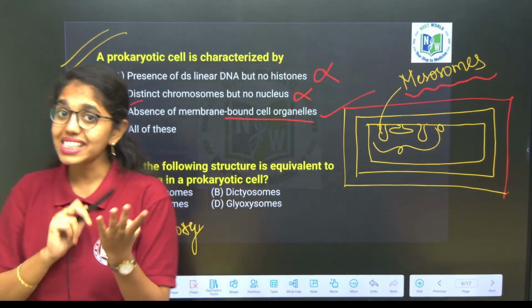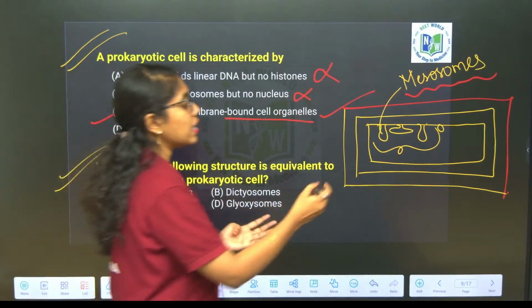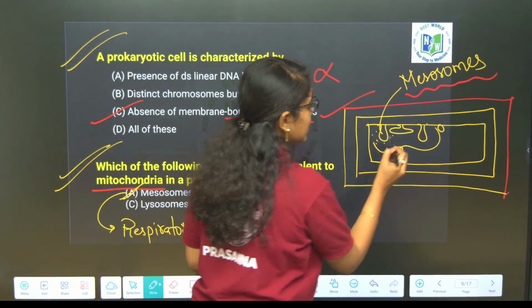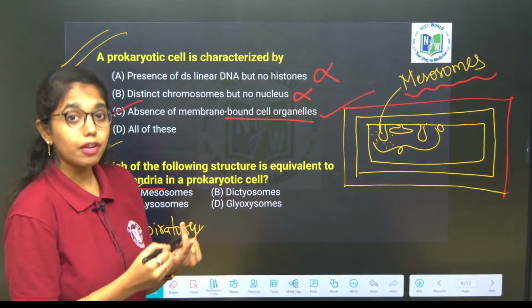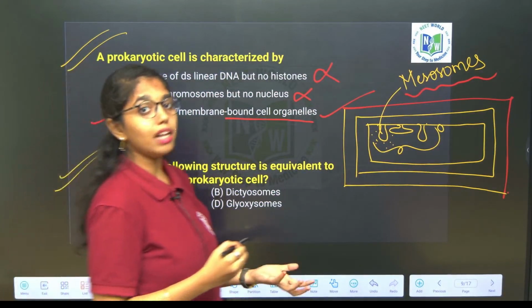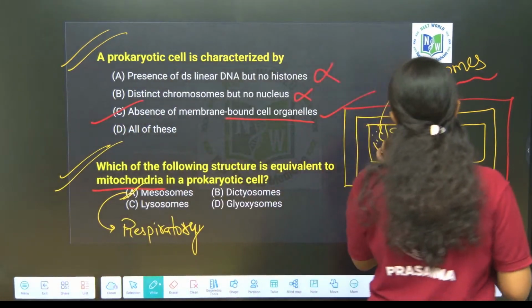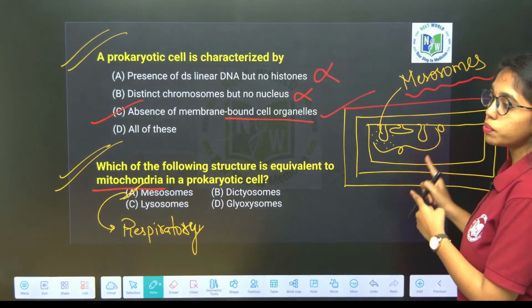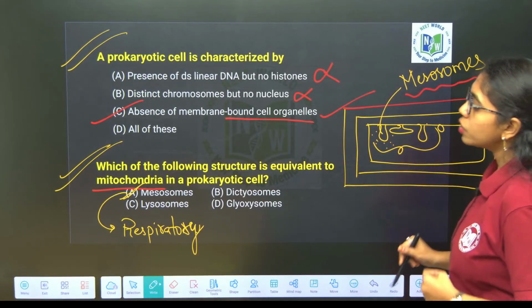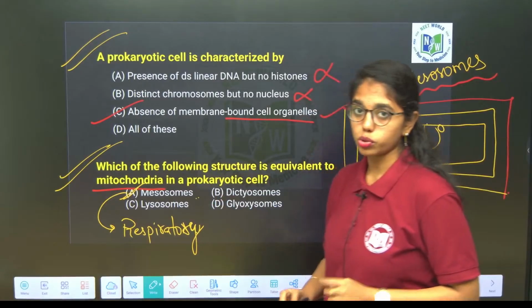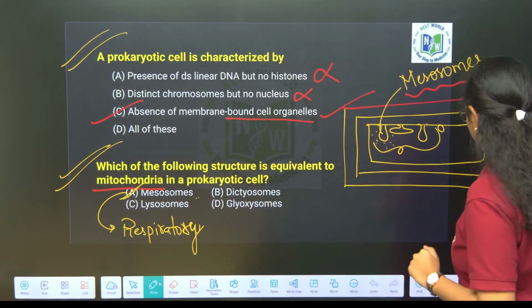First, of course, it is respiratory, because they will be releasing the respiratory enzymes, and secretion, cell wall formation, daughter cell formation. So, these functions are conducted by mesosomes in a prokaryotic cell. So, here the answer will be what? Mesosomes. Clear, right? Next question.